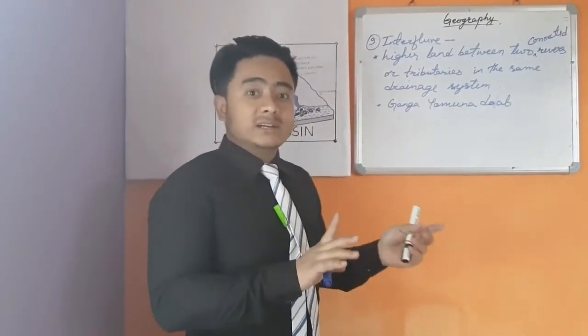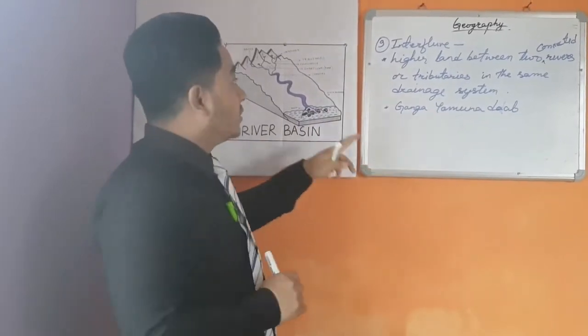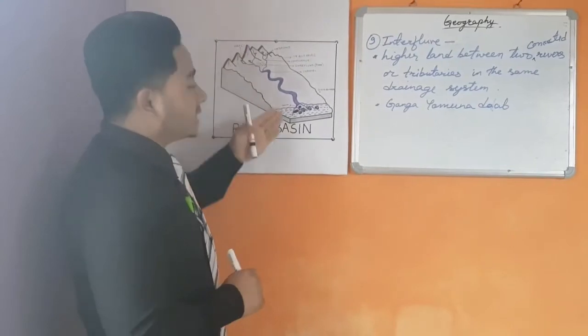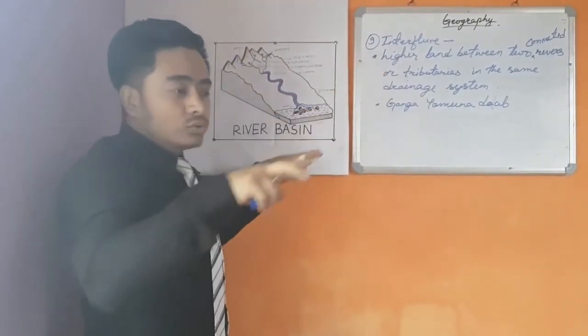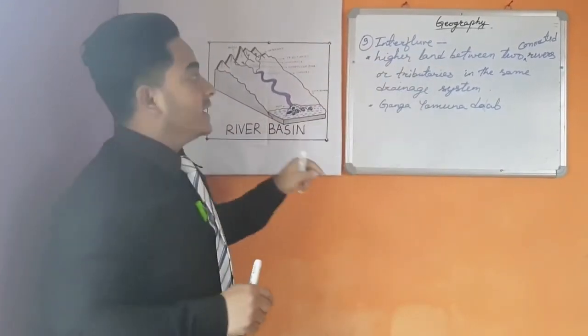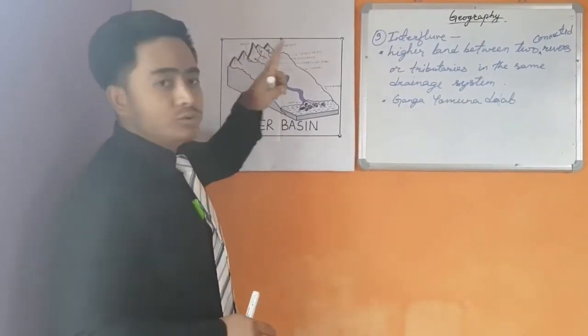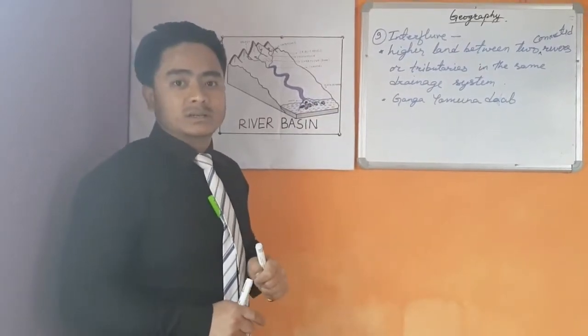But please don't get confused between watershed and interfluve. When we discussed watershed, it is a ridge or highland that divides two river systems. But here we are talking about interfluve. It is a higher land between two connected rivers or tributaries.